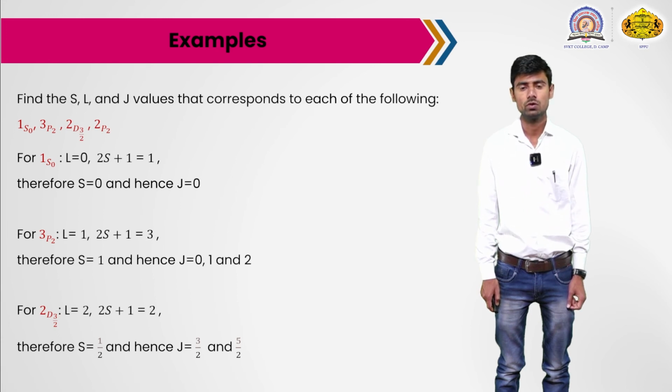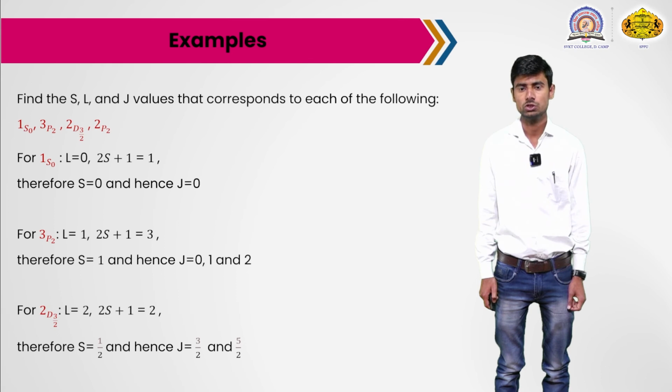Similarly for the 2P2, that is a doublet P2, in this case we have L equals 1 because P state is there and multiplicity is 2, and that's why the value of S is a half, and here you can observe that the value of J is written as 2. Actually, I have taken this example as a case, but there cannot be a state like 2P2 because the value of J cannot be 2 here, because the value of L is 1 and the value of S is half.